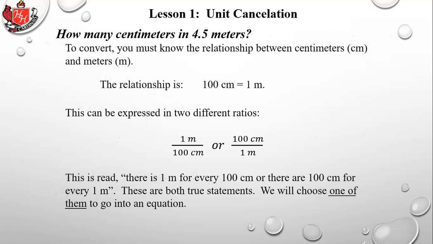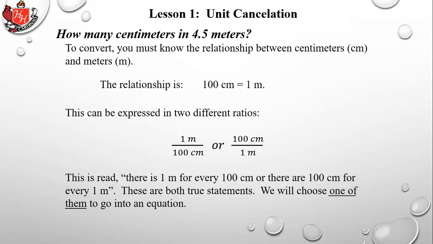All right, so let's go ahead and do a simple problem here. How many centimeters in 4.5 meters? To convert, you must know the relationship between centimeters and meters. And that relationship is there's 100 centimeters for every 1 meter.